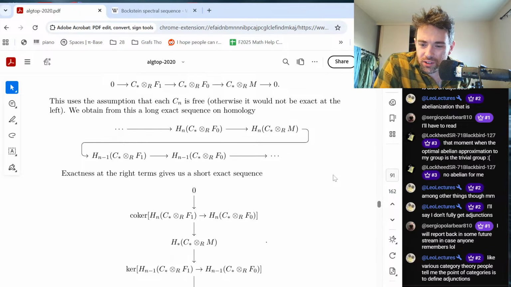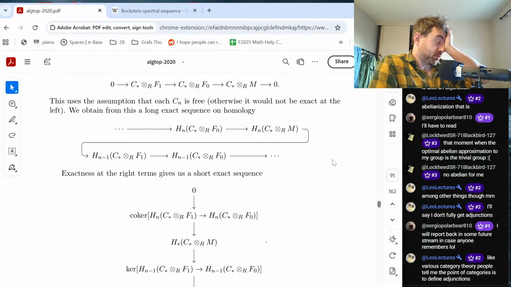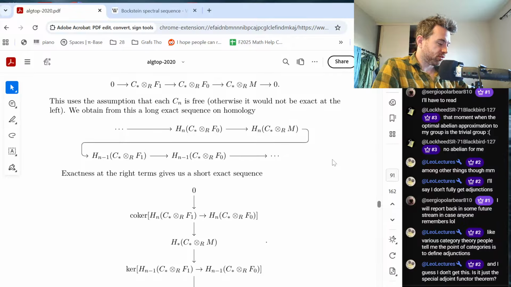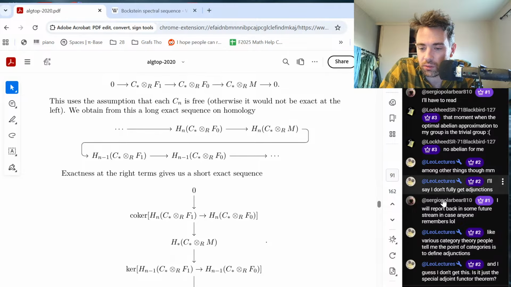Various category theory people tell you the point of categories is to define adjunctions. That's true. Well, is it true? No, I don't know if that's true. I gave a talk in a seminar recently. No, I won't even tell this story. It's just the special adjoint functor theorem. Wait, what don't you get?